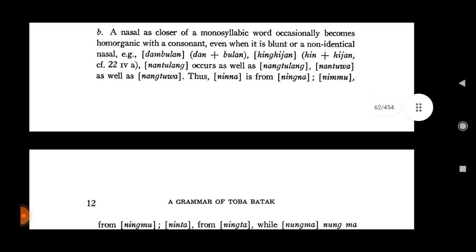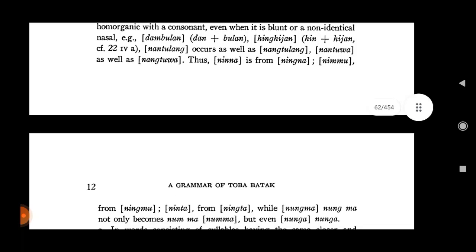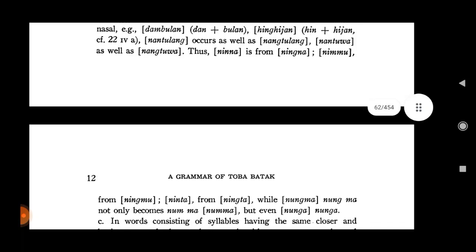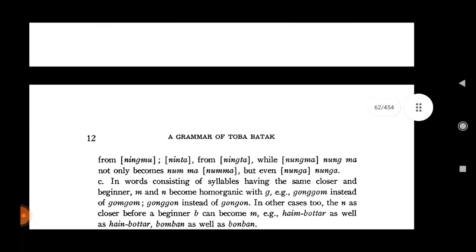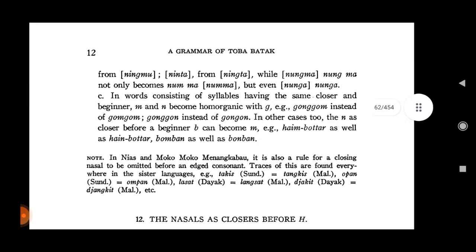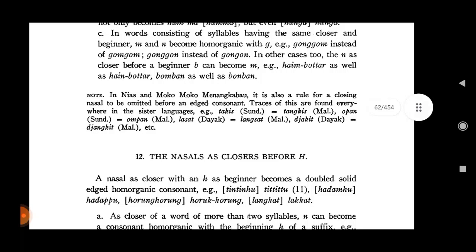A nasal as closer of a monosyllabic word occasionally becomes homogenic with a consonant even when it is a non-identical nasal, e.g. dan bulan, hin hian, CF22 for A. Nan tulang occurs as well as nang tulang, nan tua as well as nang tua. Thus ninna is from ningna, nimmu from ningmu, ninta from ningta, while nungma not only becomes numma, but even nunga.